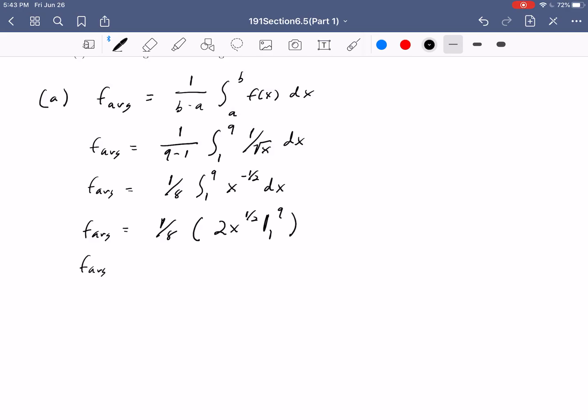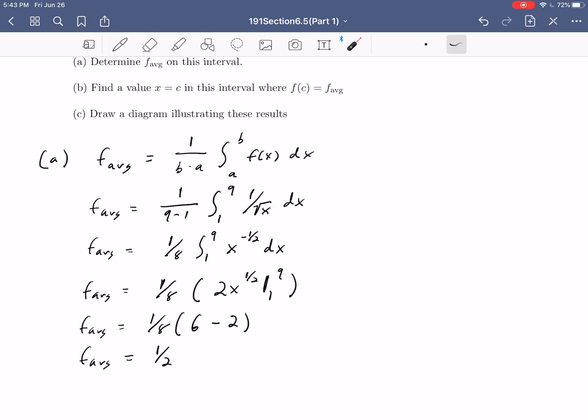So f average is 1/8 times, we plug in the 9. 9 to the 1/2 is 3, so we get 6, minus. Then we plug in the 1. Square root of 1 is 1, times 2 is 2. And we get f average to be 4 over 8, so 1/2. So the average value of this function is 1/2.